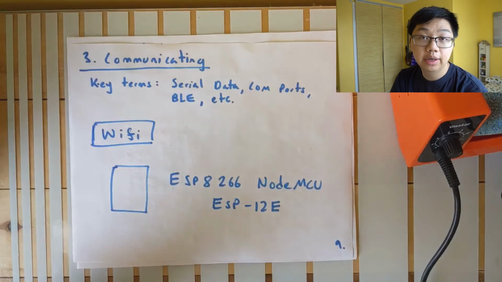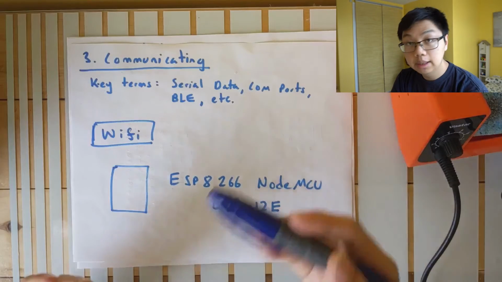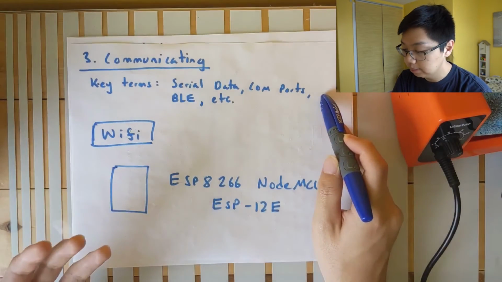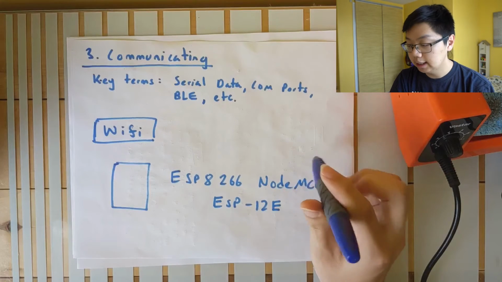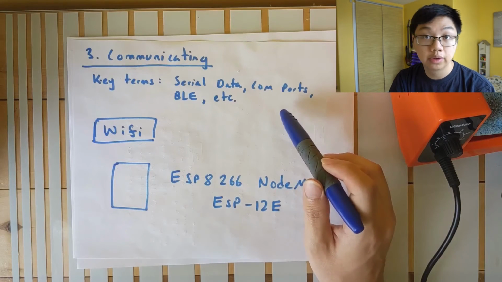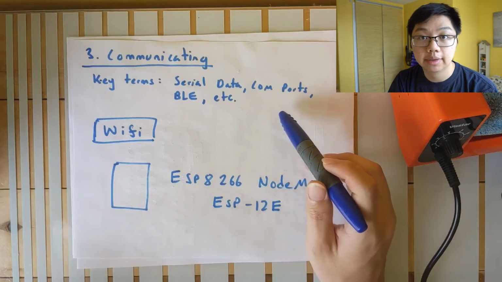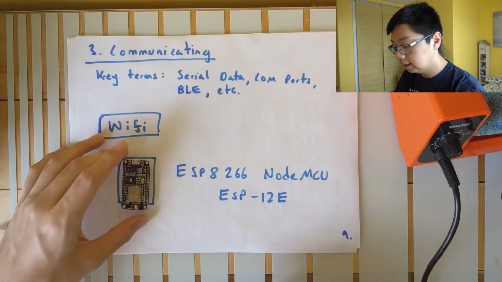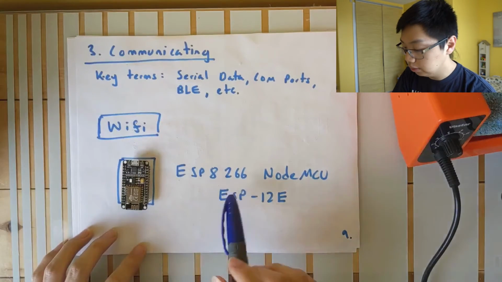The third part is communicating the information. When using a microcontroller such as an Arduino, these are some terms that you can probably look into. However, since this project doesn't send serial data through the COM ports using a wired connection or Bluetooth Low Energy, I won't be talking about these. How I do this is actually through Wi-Fi, and this is the microcontroller that I've used.